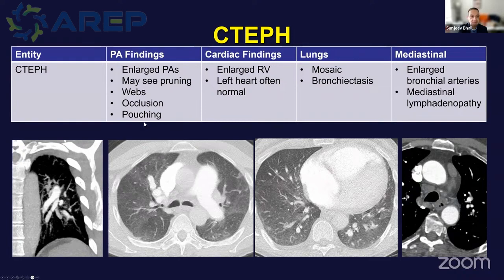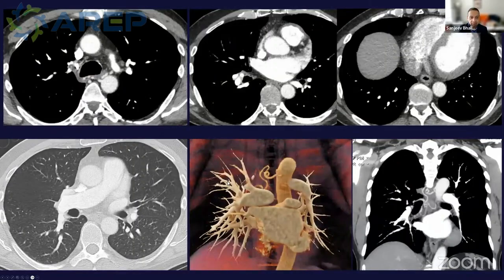Sometimes you can see complete occlusion. We look for mosaic attenuation. We look for right ventricular enlargement and hypertrophy. And occasionally you'll see, in addition to the big bronchial arteries, some lymphadenopathy, which is also very typical for chronic PE. Just another example, this is a patient with chronic PE.